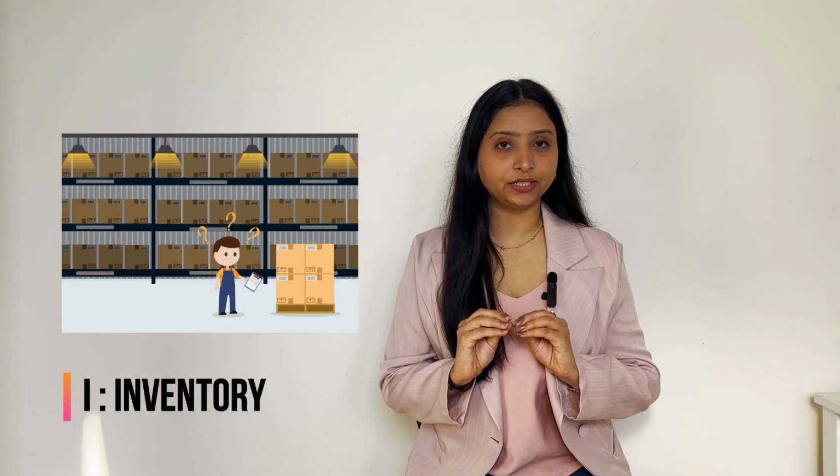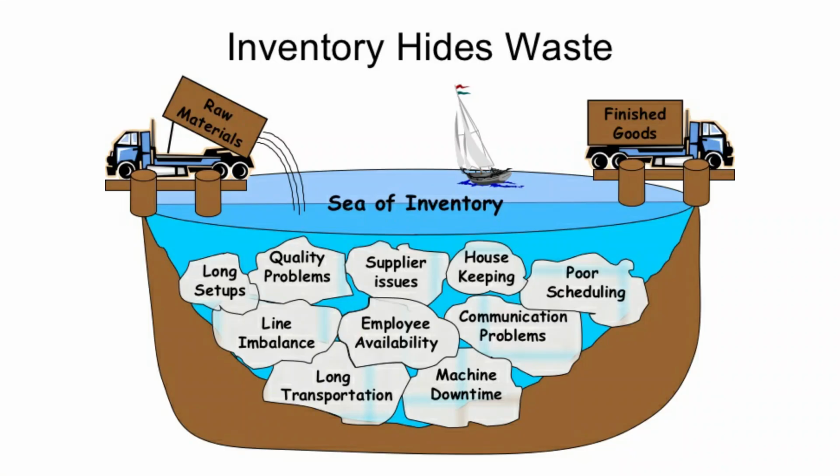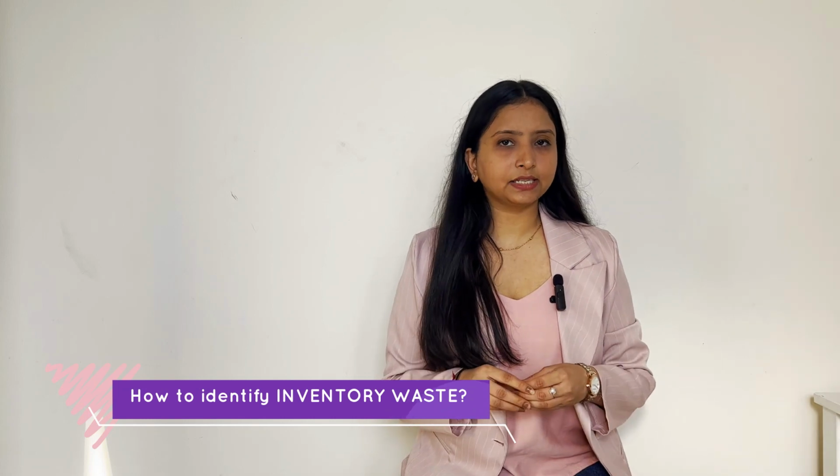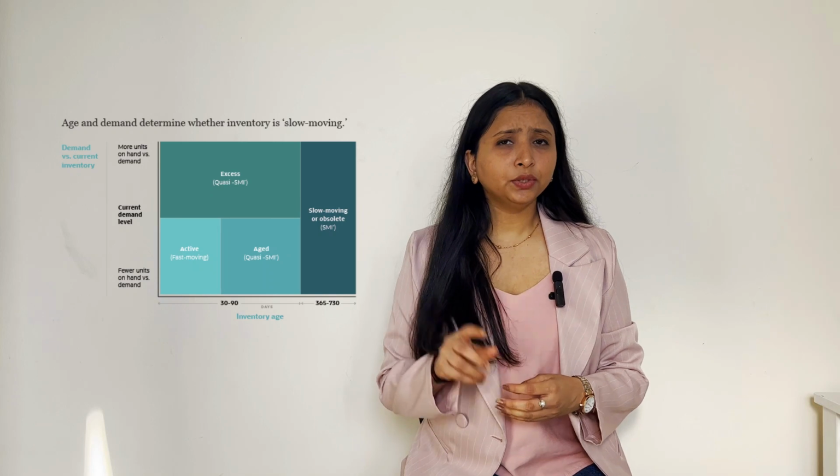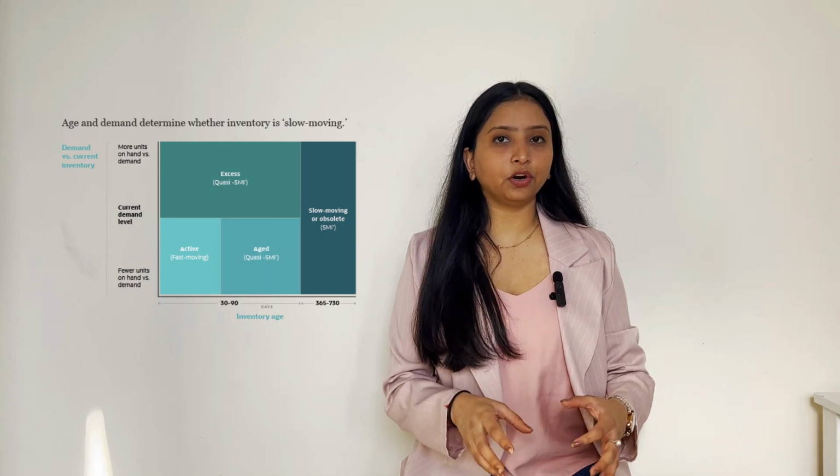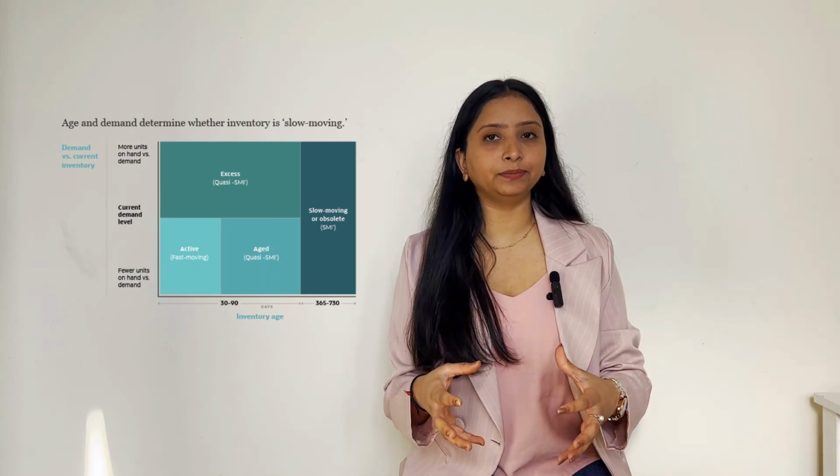Number six, inventory. Building and storing excess raw material, WIP, or finished goods. Now, how do you identify inventory waste? Check your inventory turnover data or physically review your inventory. You'll realize whether you need that much of excess raw material or WIP or finished goods.